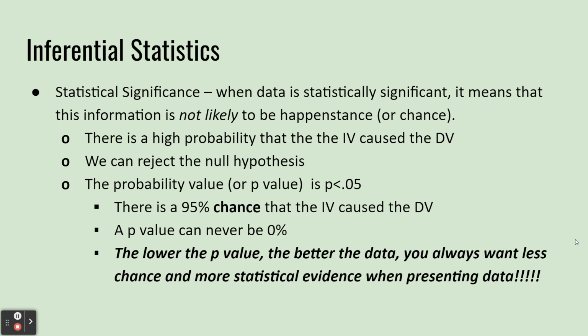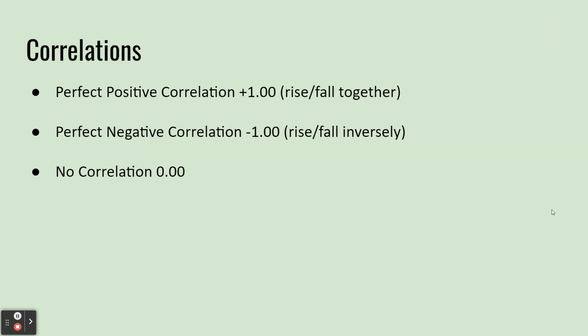So we are never 100% certain. There's always a cause for kind of testing again and making sure. The lower the p-value, the better the data. You always want less chance and more statistical evidence when presenting data.